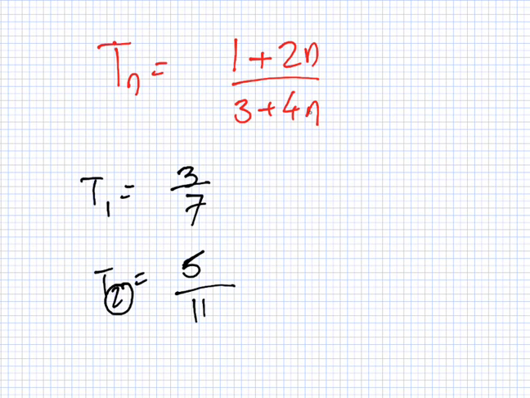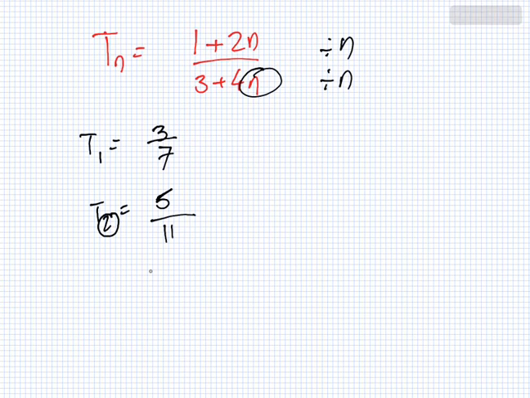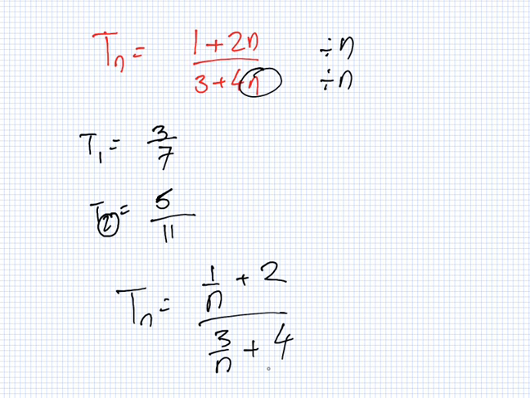So let's go back here. My trick is the biggest n is n. So I divide the top and I divide the bottom by n. So now I get Tn equals 1 over n plus 2 over 3 over n plus 4. Now, I make n go all the way to infinity. No, there's no n squared here. It's only n. I use the biggest n.